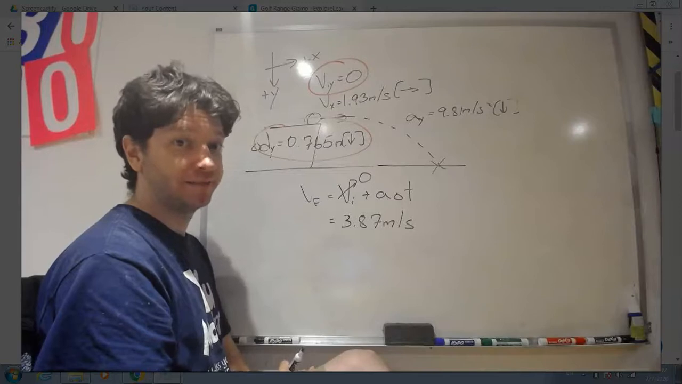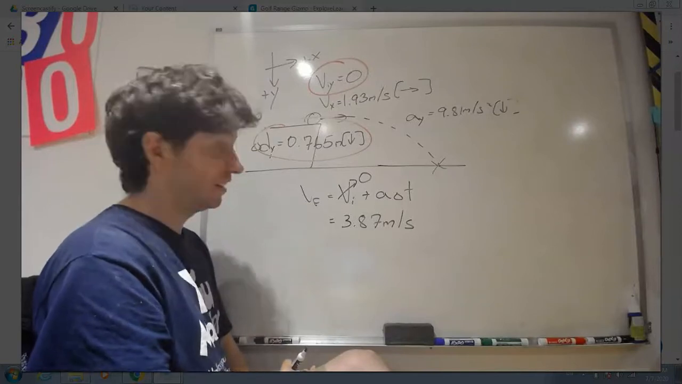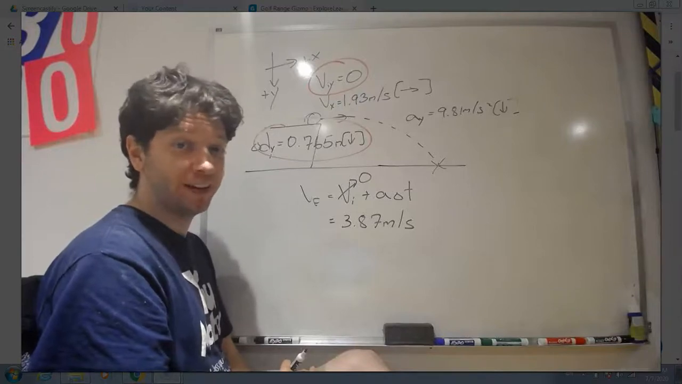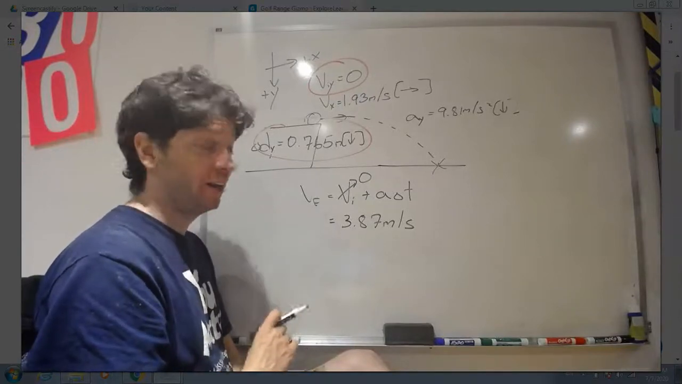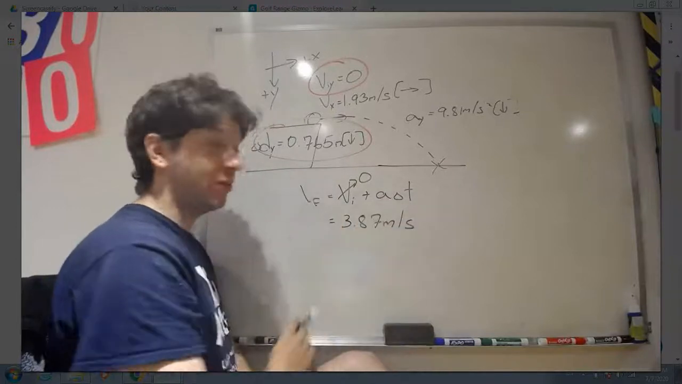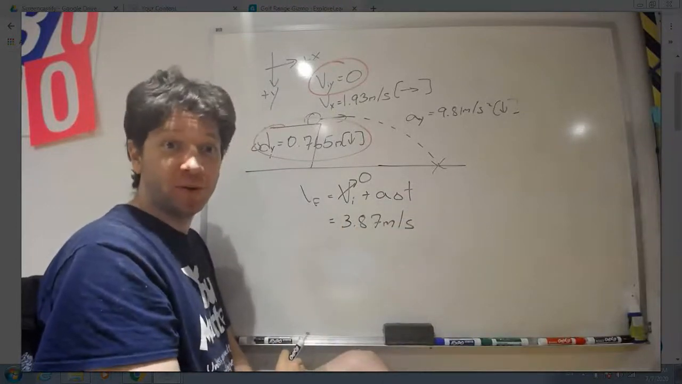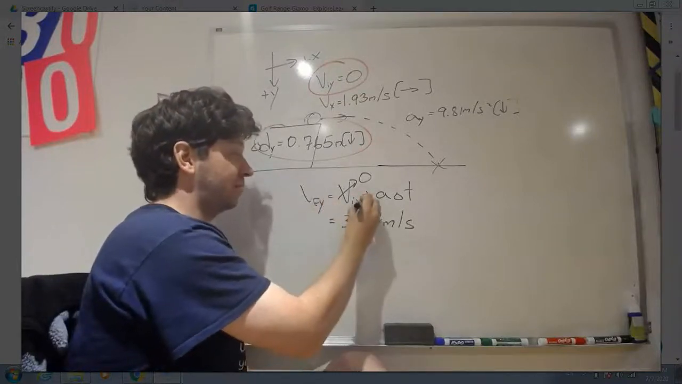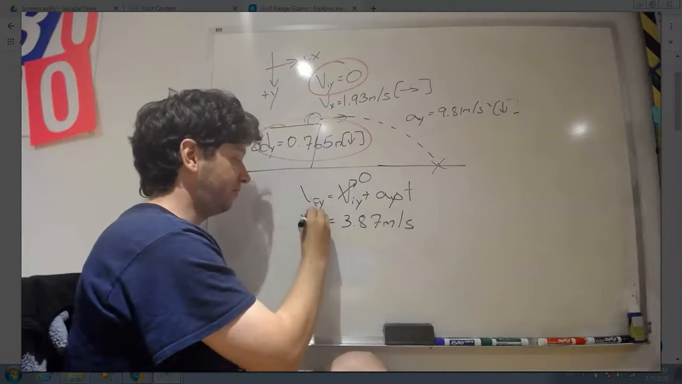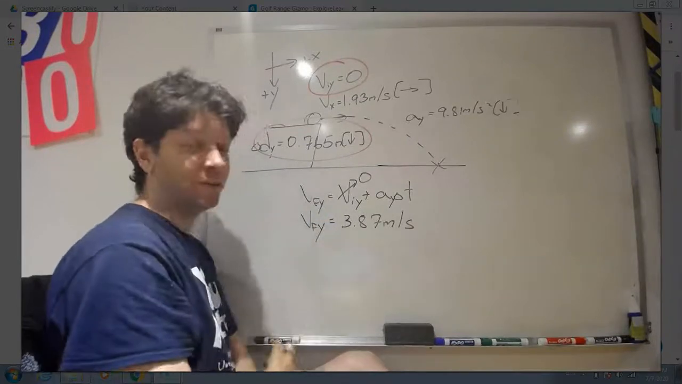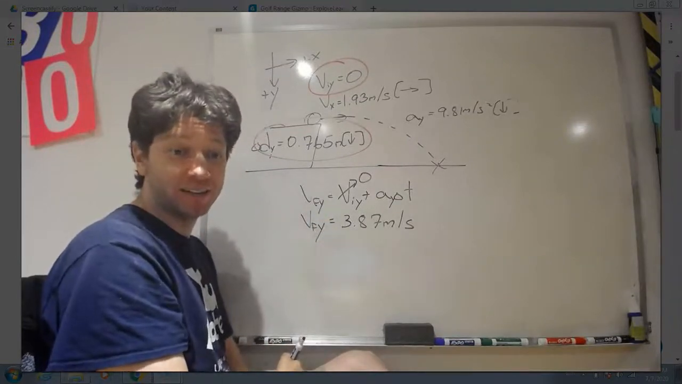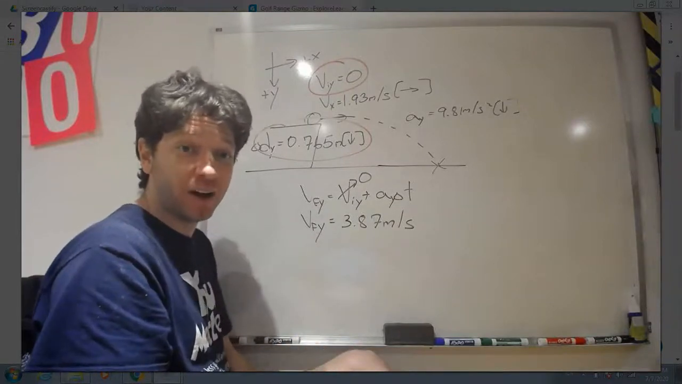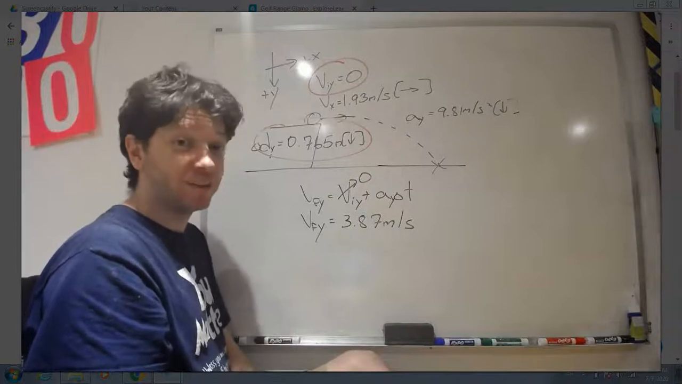Am I done? It says the velocity at impact. Didn't I just do that? No, I didn't. And here's why. This equation is being done in what component, x or y? It's being done in y. So these are all of our y components. So what I solved for is the y component of that velocity at impact, not the actual velocity at impact, just its y component. So I'm not finished the question.